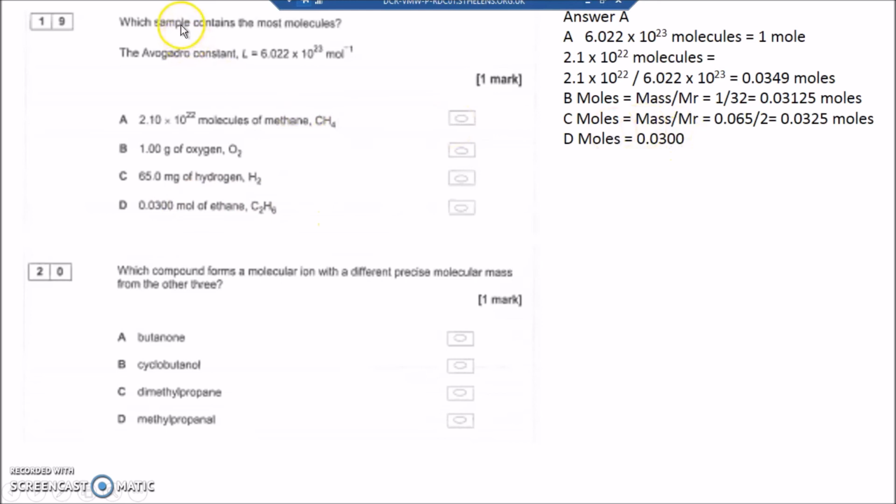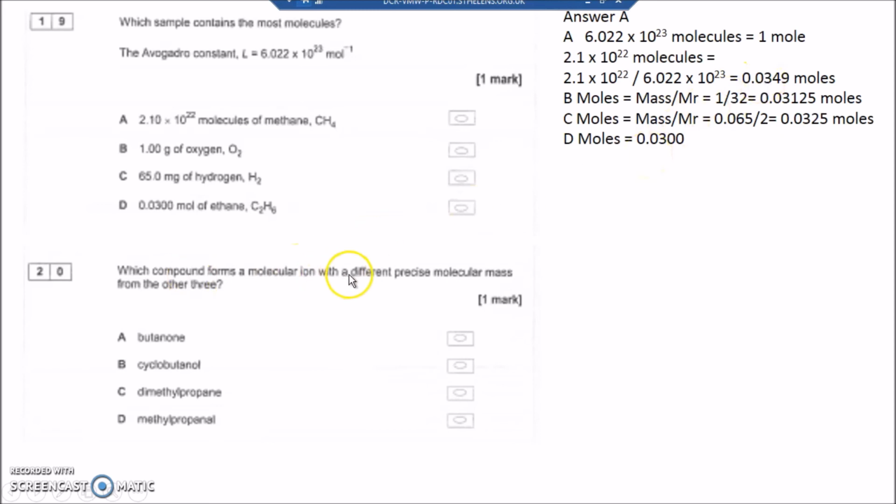So all I've now got to work out is which one contains the most molecules. There's a certain amount of molecules in a mole, so that's the same thing. I'm working out how many moles I've got. 1 mole of anything has 6.022 times 10 to the power 23 molecules. So in other words, I'm just working out which one has the largest number of moles. The answer is A, 0.0349, which is bigger than any of the other values. So that one will have the largest number of molecules.